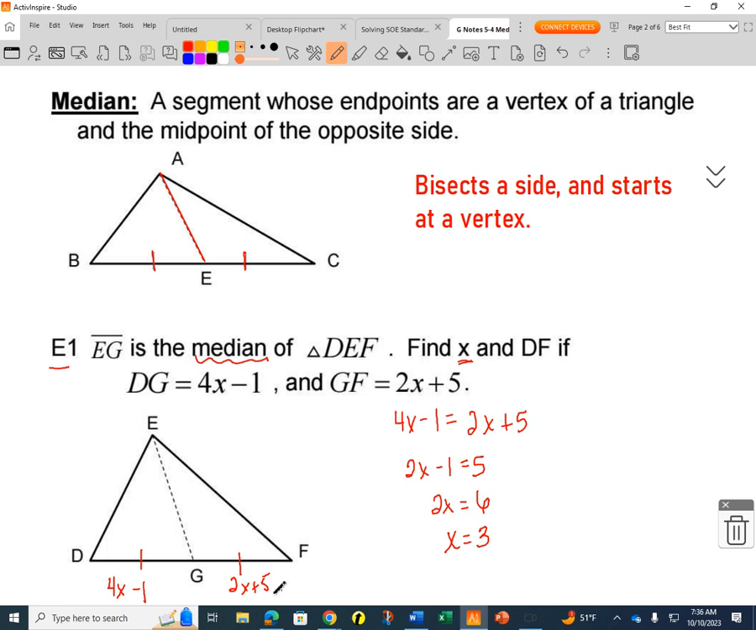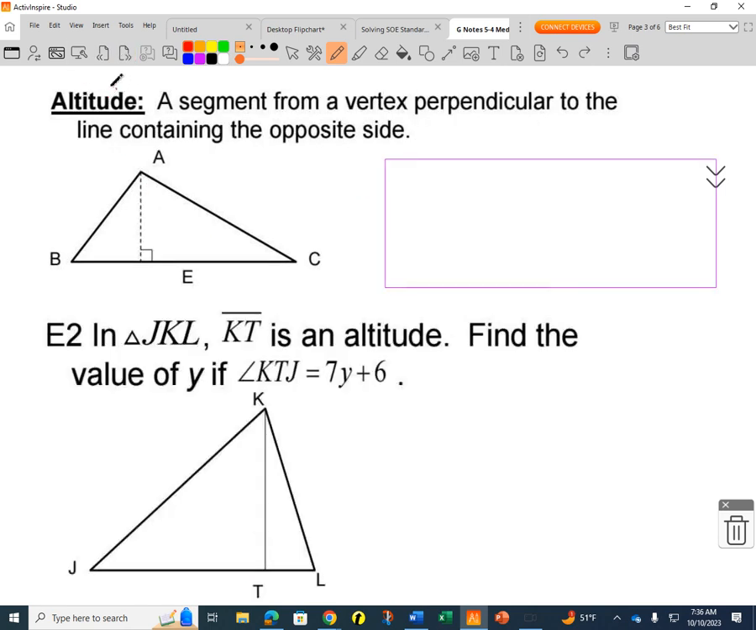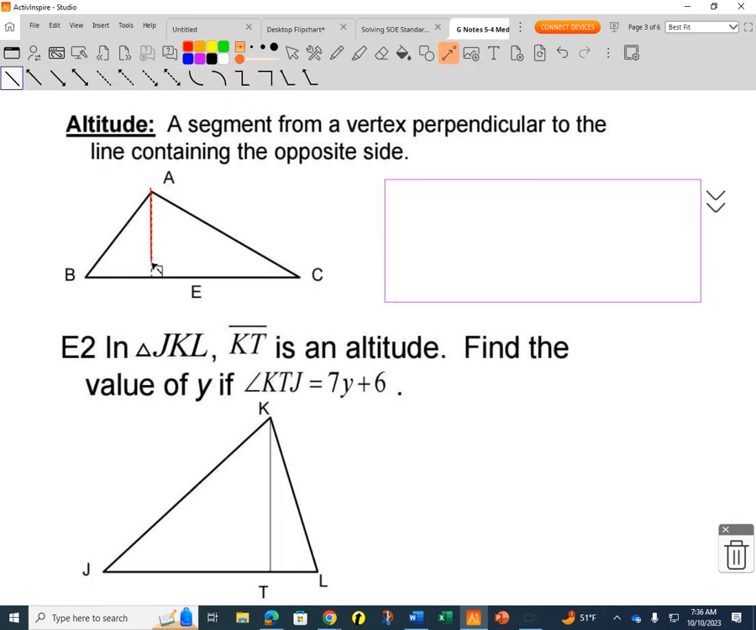If I wanted to find the length of DG or the length of DF, I could plug in 3 for X in these expressions. So remember, the important thing here is that it starts at a vertex and it is a bisector of the opposite side. And then an altitude is also a segment, but this is not a bisector. It's a segment from a vertex and it's perpendicular to the other side. It could technically bisect the other side in some triangles, but that is not a defining characteristic.